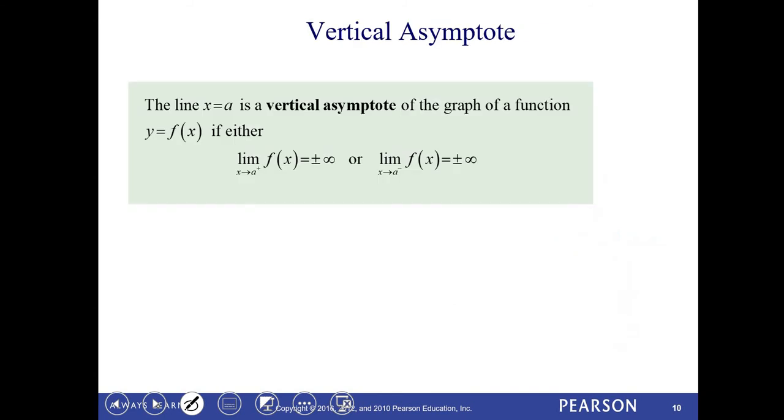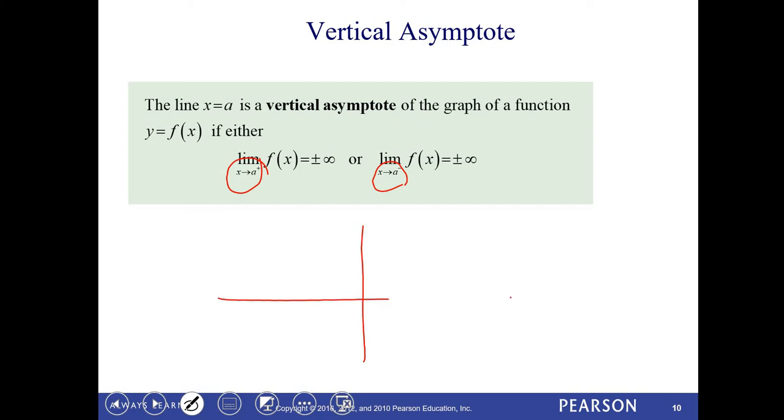So the line x equals a is a vertical asymptote of the graph of a function if either of these is true: if either the limit as we approach a from the right, and we'll talk more about this, or from the left, either goes straight up or straight down.